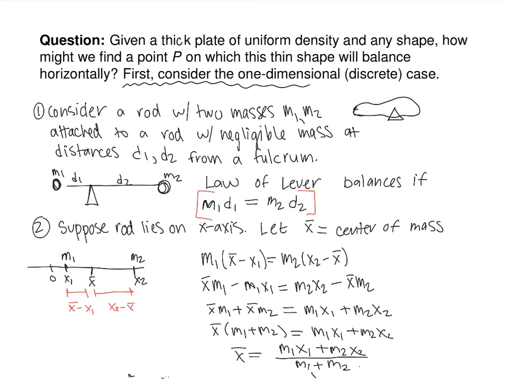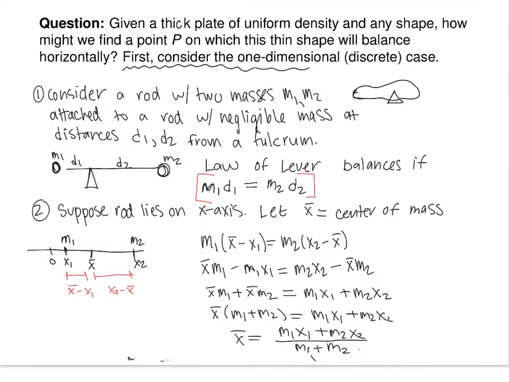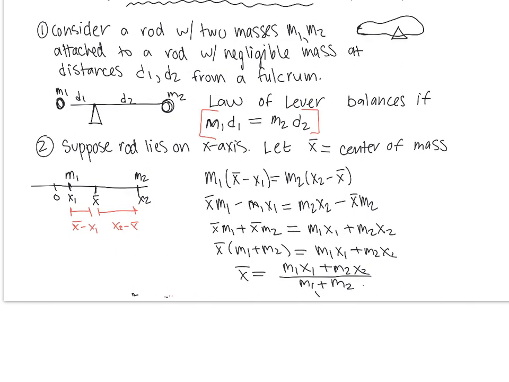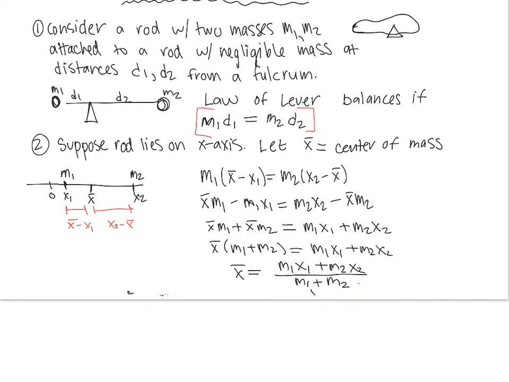All right, and that tells us, just using the x coordinates, the location of those masses and the masses themselves, the location of the center of mass on the x-axis. Now this numerator is referred to as the sum of the moments. The denominator is the sum of the masses.